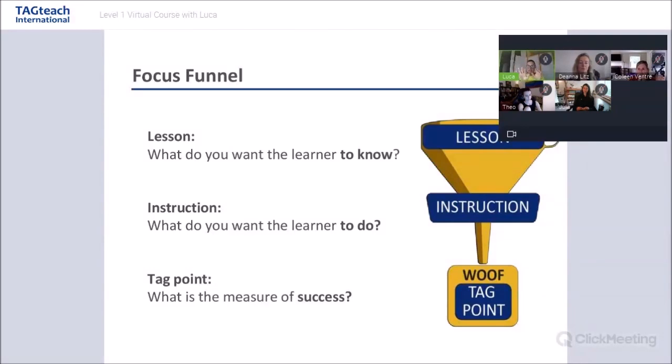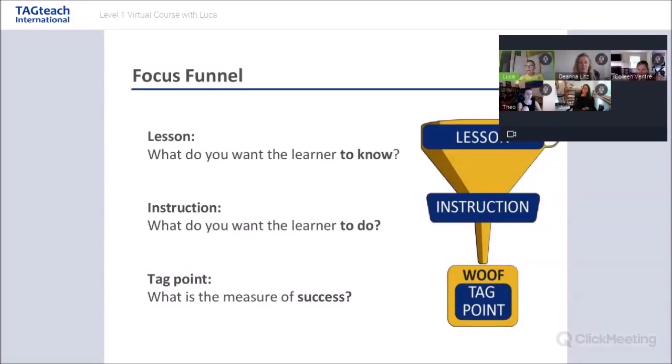And that's it. So I found that the instructions are the most difficult part of the funnel of TAGteach, because you have to narrow all the things that you know, all the things that you have in your mind, to just maybe, let's say, 10 or 12 words, something like that, and give that information to the learner. And this requires a lot of practice.